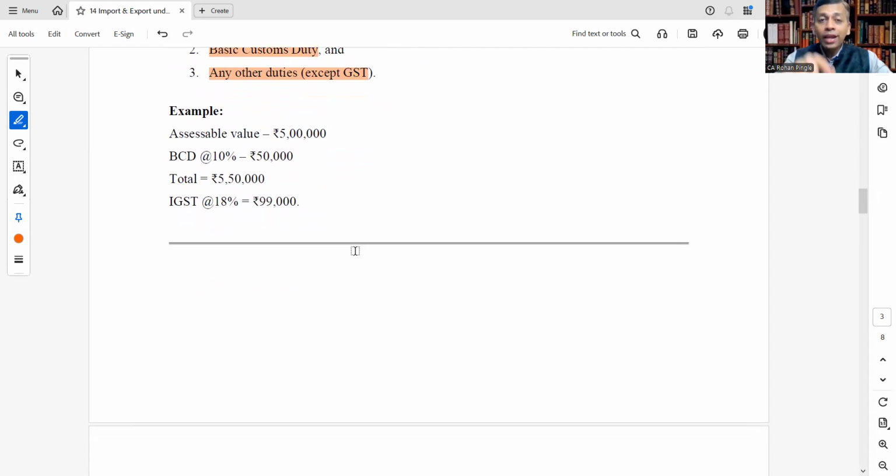Assessable value 5 lakh, basic customs duty 50,000, total will be 5 lakh 50,000. So IGST at 18% will be on 5 lakh 50,000, that will be 99,000.